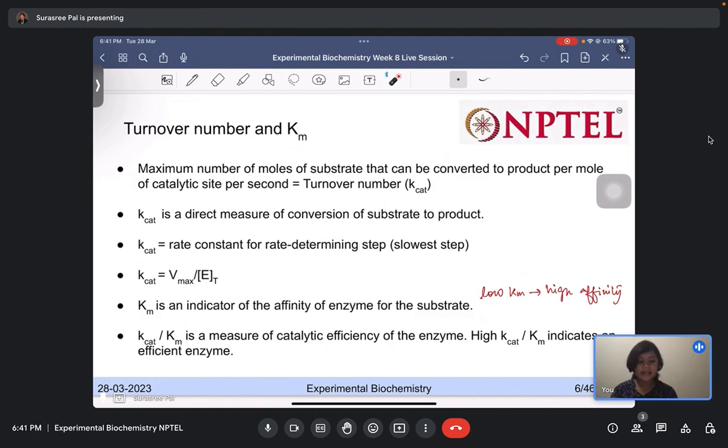Right, so high kcat by Km indicates an efficient enzyme. So when the value of this ratio, kcat by Km, is high, then we can say that the enzyme is more efficient. That means if this ratio is high, either the kcat value is high or the Km is less, and we know that when Km is less, the enzyme has high affinity. So therefore this kcat by Km is a measure of the catalytic efficiency of the enzyme.